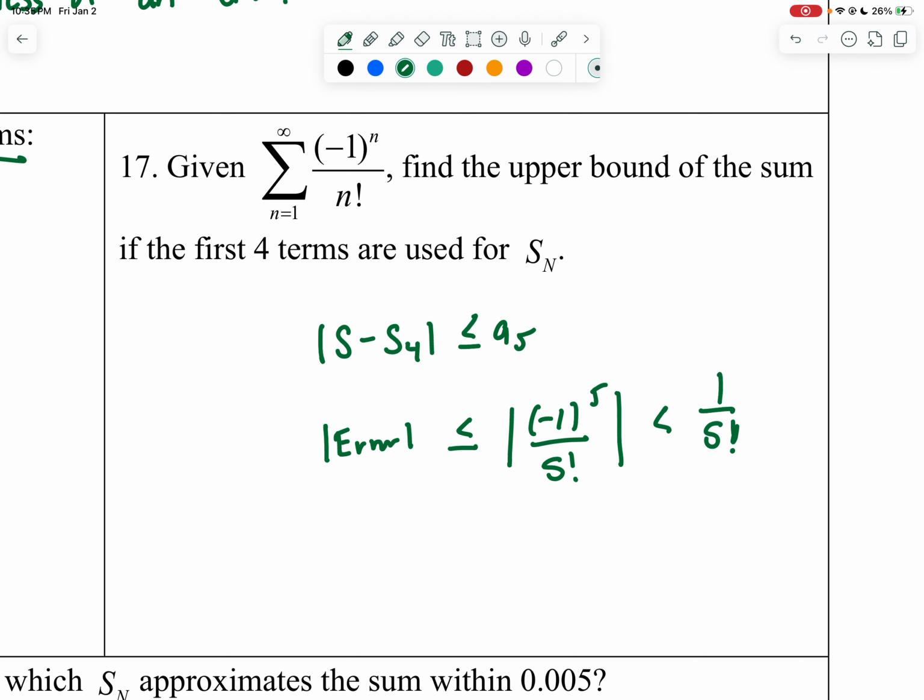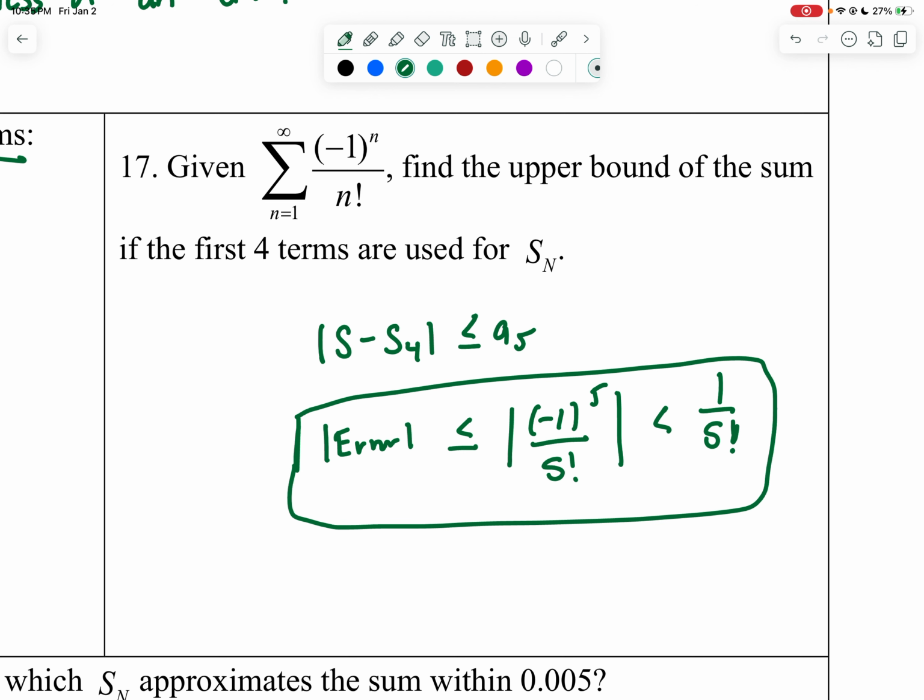Of course, make sure that on the FRQ, if you're given an FRQ, that you verify that this is an alternating series error. Terms decrease in absolute value to 0. But that would be your work in terms of finding my error, my upper bound for error, my maximum error. So whenever I say something like upper bound, that just basically means find my maximum error.